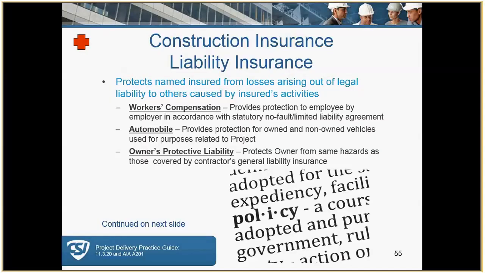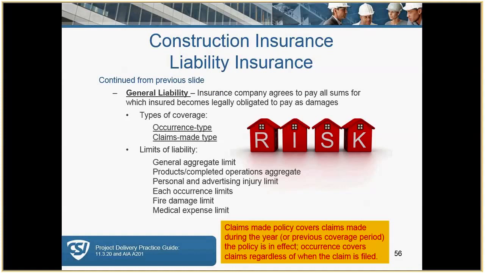Liability insurance could be a test question. It protects the named insured from losses arising out of legal liability to others caused by the insured activity. It commonly includes workers' compensation, automobile, and owner's protective liability, and general liability. Here the insurance company agrees to pay all sums for which the insured becomes legally obligated to pay as damages. The two types of coverage are occurrence-based and claims-based.